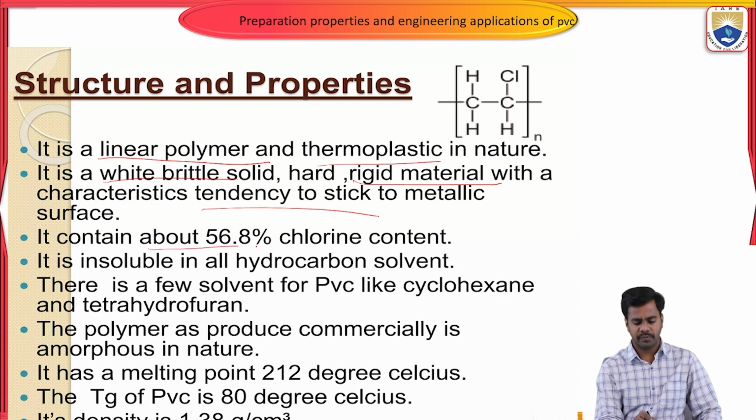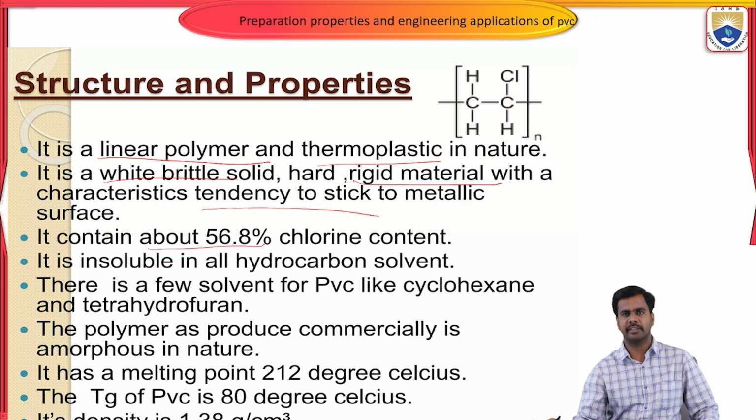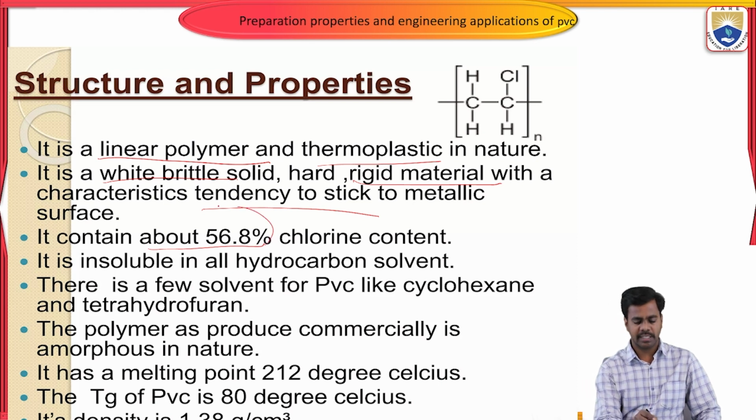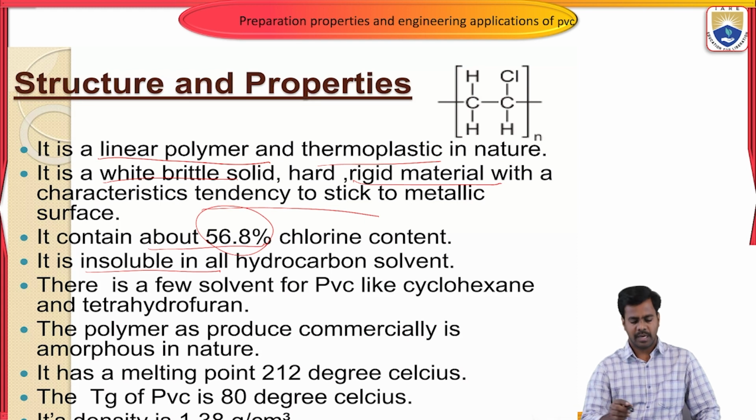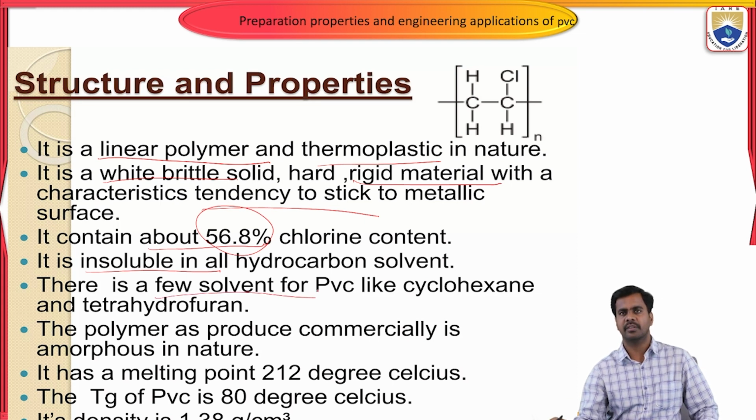It contains about 56.8% chlorine content. So PVC contains 56.5% of chlorine content. And it is insoluble in hydrocarbon solvents. And there are a few solvents for PVC, like cyclohexane and tetrahydrofuran. So in those particular solvents only, PVC will be soluble, in cyclohexane and tetrahydrofuran. And in all the remaining solvents PVC is not soluble.